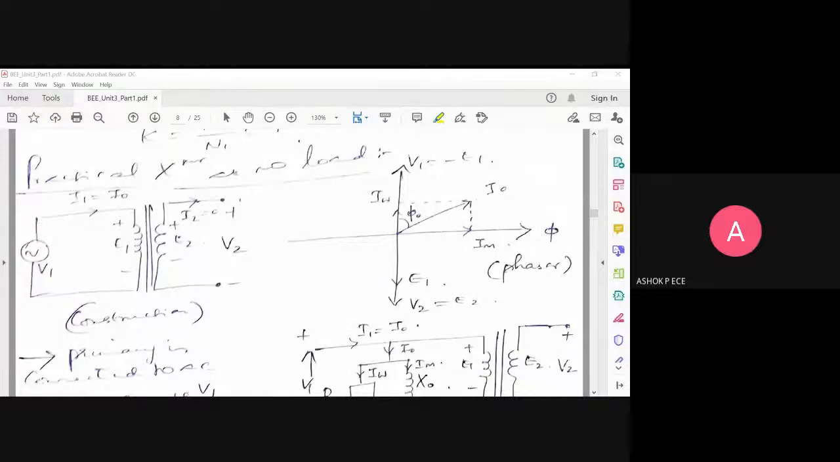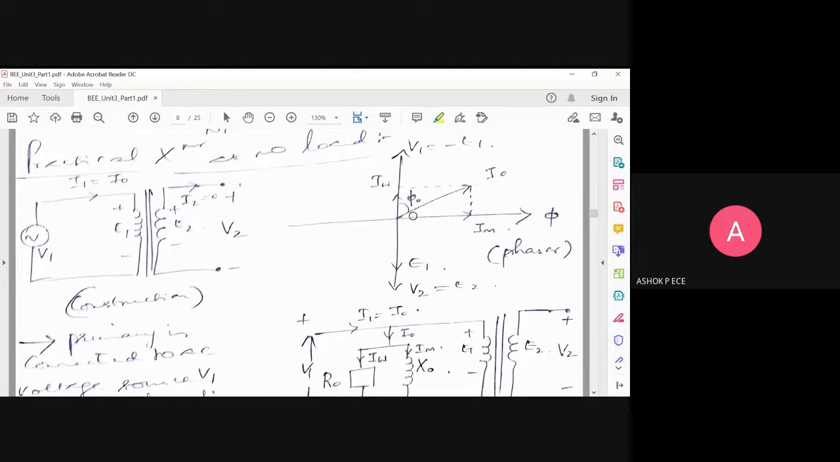So we'll move into today's topic, which is also very, very interesting. Practical transformer at no load. Can anybody say what is the meaning of the term no load? What is the meaning of the term no load? What do you mean by no load?